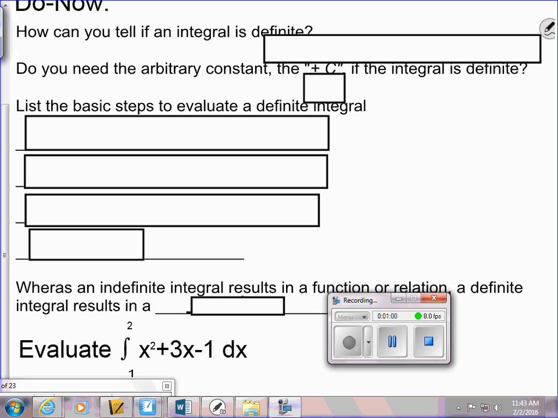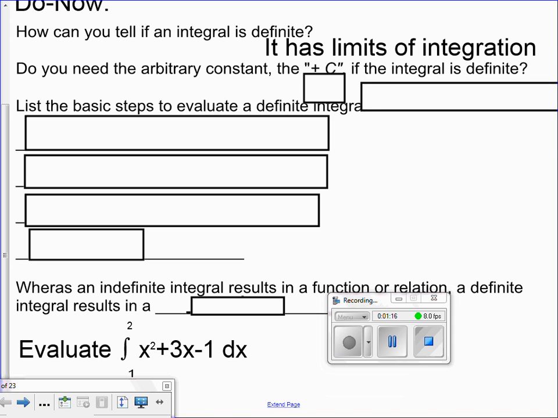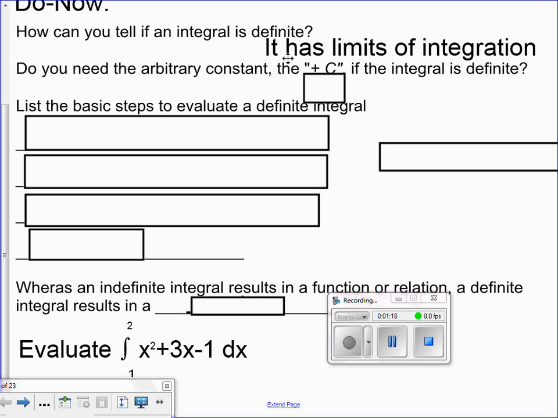Okay, who can tell me, when you're looking at an antiderivative, how do you tell if it's a definite integral versus an indefinite integral? It's got an upper and a lower limit of integration. It's got little numbers. So if you want to say it as little numbers, fine, as long as you understand. But we call those little numbers limits of integration.